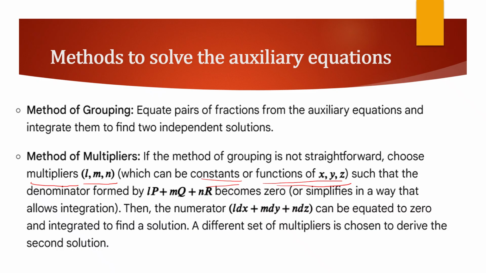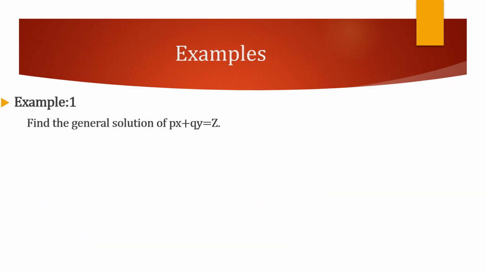In these examples we are going to apply both the method of grouping and the method of multipliers. So this is our first example, that is px plus qy is equal to z. We have to find the general solution of this equation. First step, let us name the equation as 1.